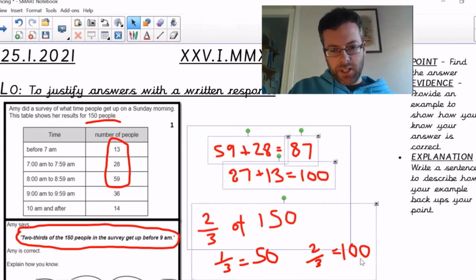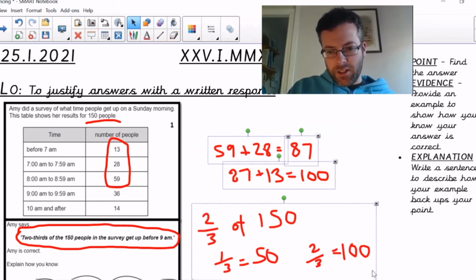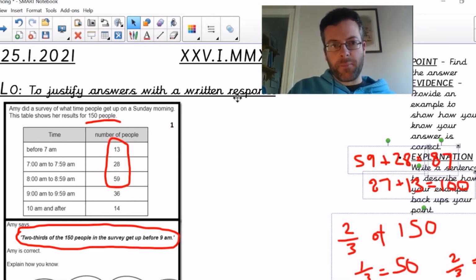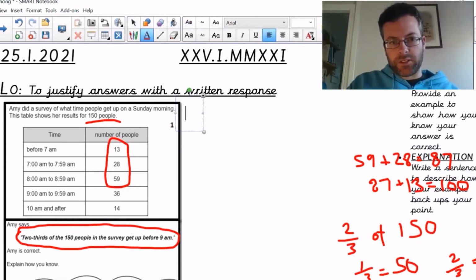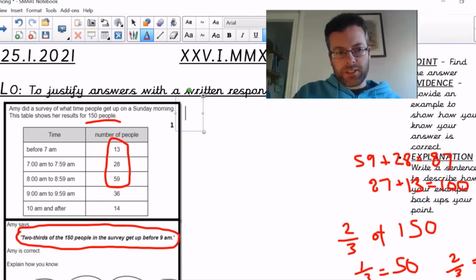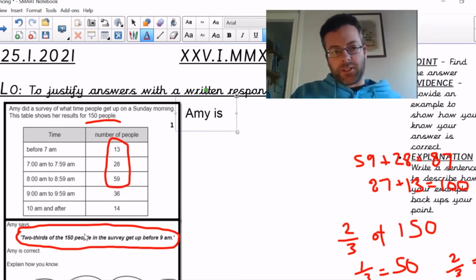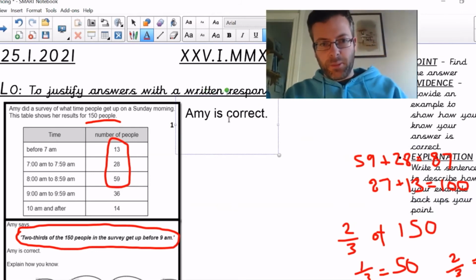Now, to help me just there, because that is not justifying my answer. I've not actually written it in a sentence, so I'm going to put that over there. Because now I need to write that answer in a sentence using a slightly shorter font again. So I'm going to say, Amy, I've just noticed something. It says Amy is correct. Explain how you know. Well, we've done all of that. Amy is correct. That's my point.